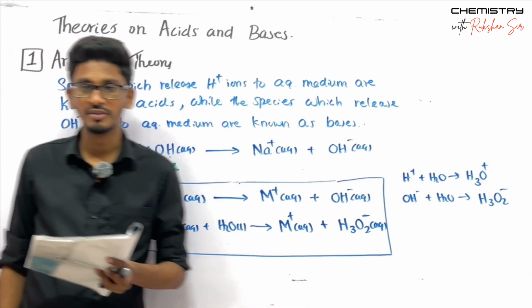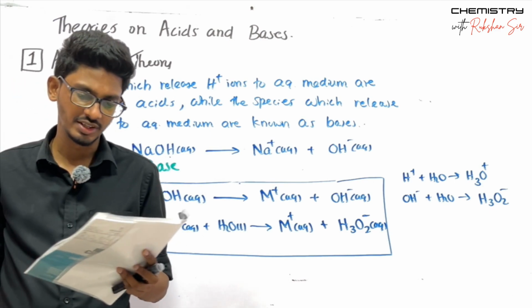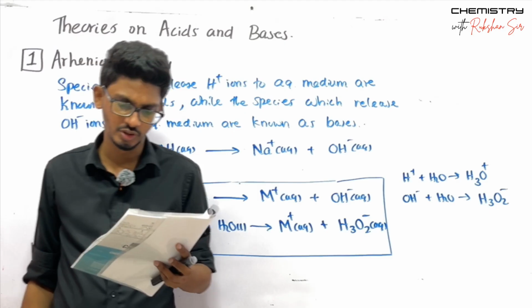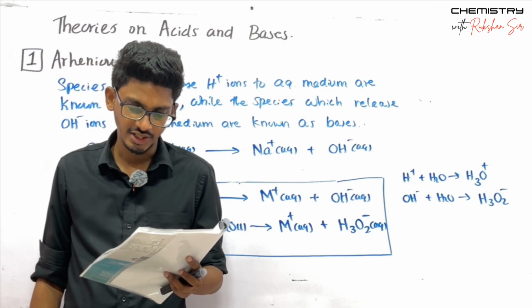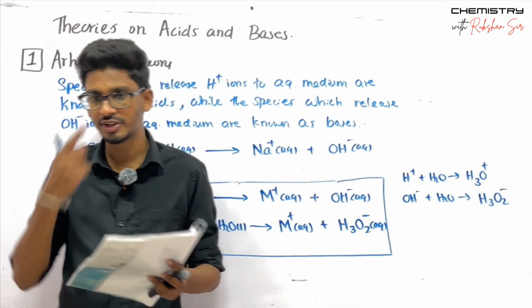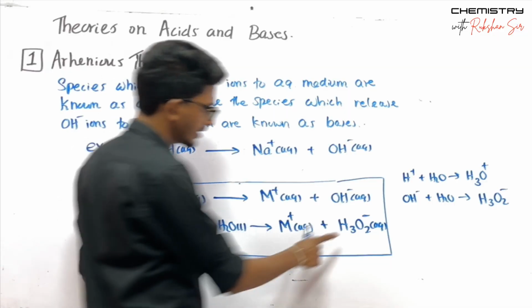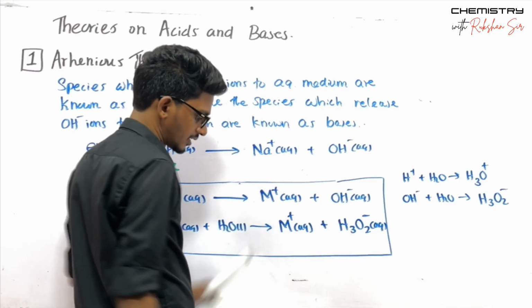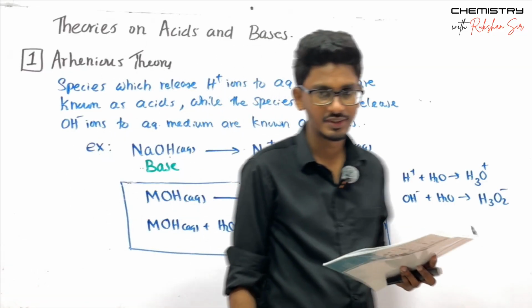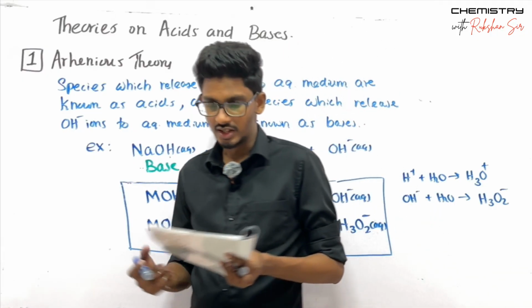Example, it should not be H2O2 minus, it should be H3O2 minus. H3O2 minus. This should be 3, right? H3O2 minus. At that box, the gray colored box, right?